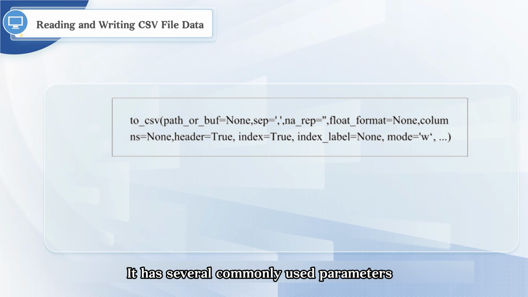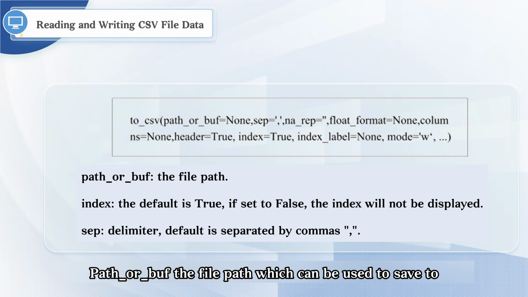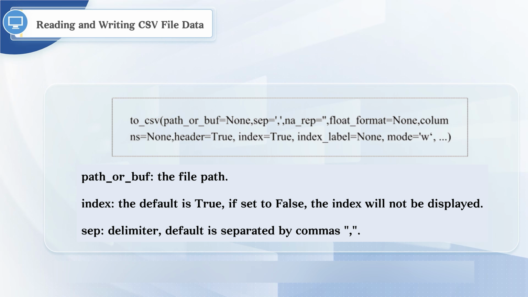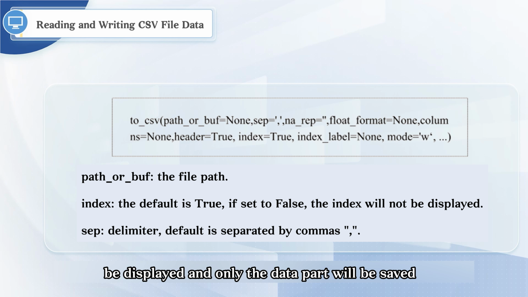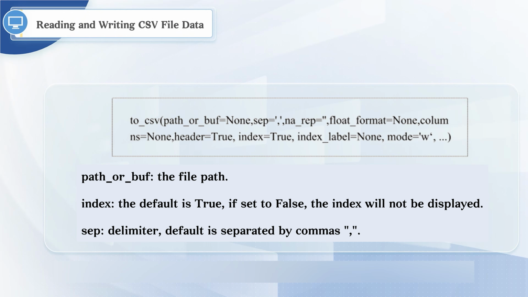It has several commonly used parameters. path_or_buf is the file path, which can be used to save to a specified directory. index: the default value is True. If set to False, the index will not be displayed and only the data part will be saved. sep, the default delimiter, is a comma.